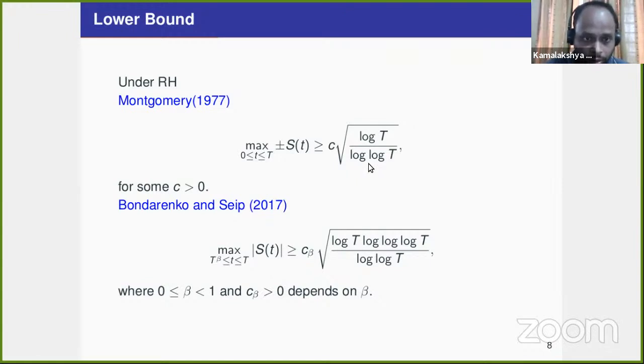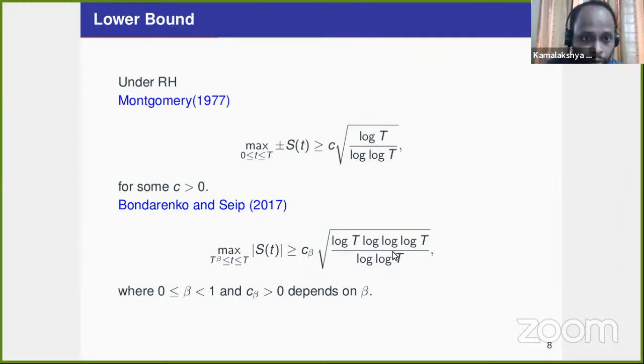And there is a result which uses this resonance method, and which says that the absolute value of S(t) is at least this large. This is an improvement of Montgomery's result by this square root of triple log of t factor.